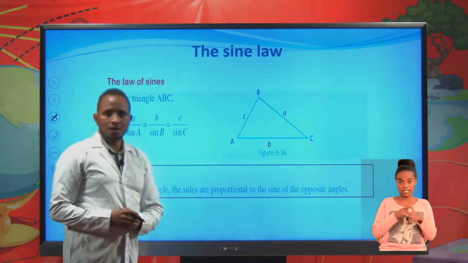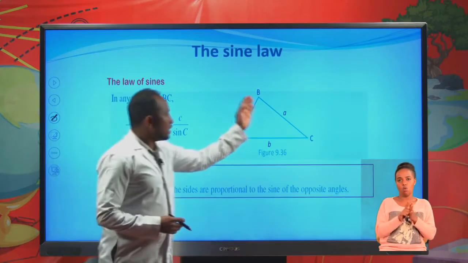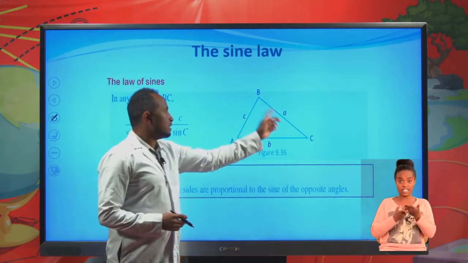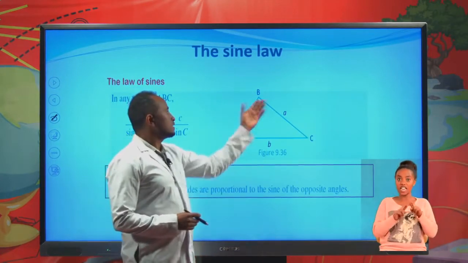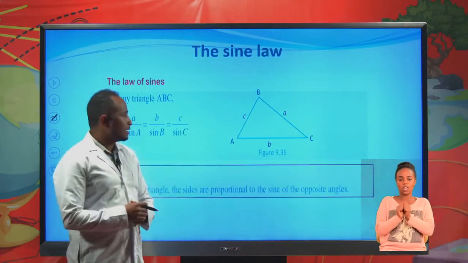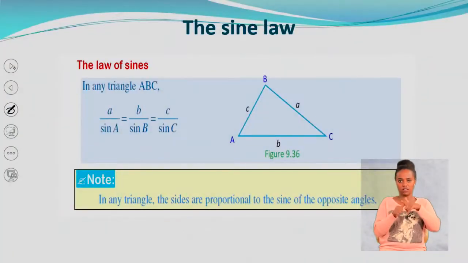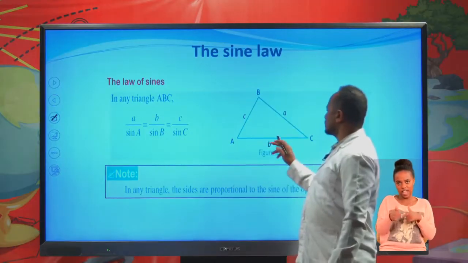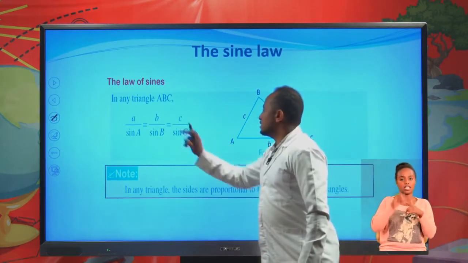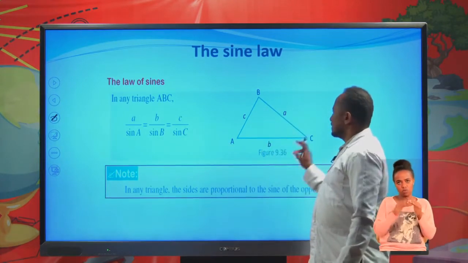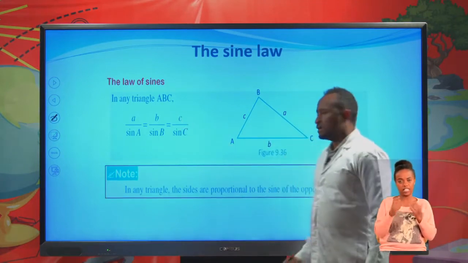First one is sine law. If we have this triangle with side A, B, and C, we can relate this side with its corresponding angle. Therefore, here the value of A, this length, divided by the angle corresponding to it, sine A, must be equal to B divided by the corresponding angle sine B, B over sine B, which equals C over sine C.